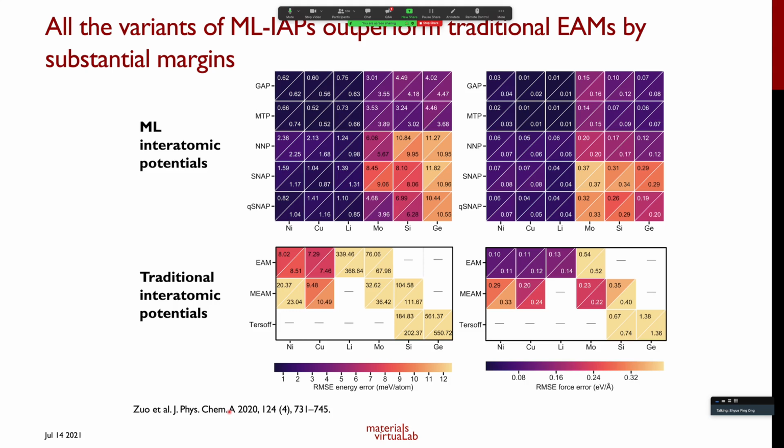So the good news is that all the variants of the machine learning interatomic potentials outperform traditional EAMs by very substantial margins. So this is a very busy plot, but what you need to basically get from this plot is that the darker the color, the better performing it is. In other words, the lower the error in either the energies on the left and forces on the right. And what you see is that all the machine learning interatomic potentials almost always outperform the EAM and mean potentials for the same system that are available in the literature. And this is consistent throughout all the 6 systems that we studied.